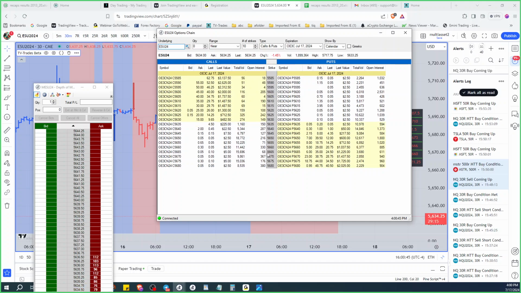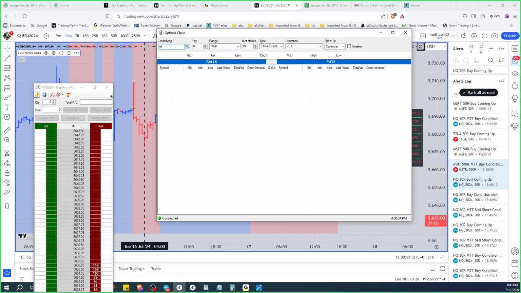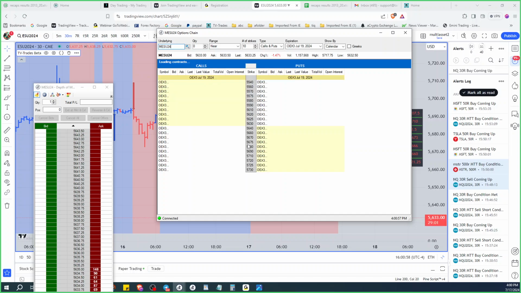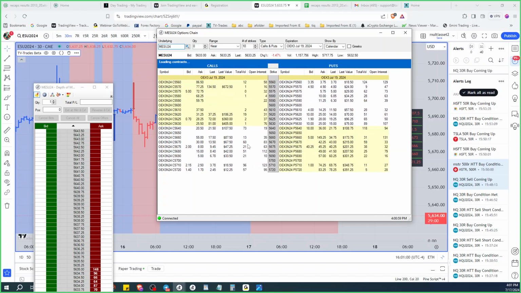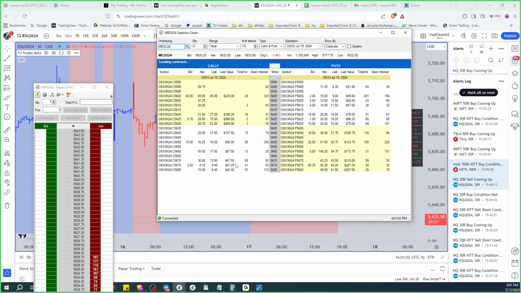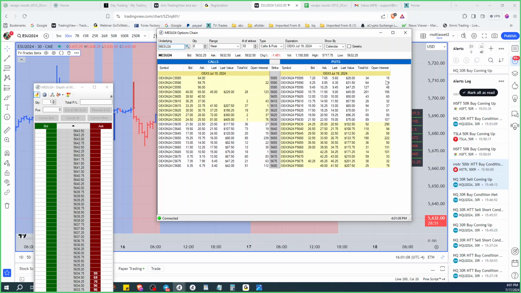All right, I wanted to show you this little bit of stuff about futures options. Now, I don't know if they have micro futures options. MES. Let's see if they have a micro futures option chain. They do. That is something. I've never looked at this before, but look at the open interest. There's almost no open interest out here in this thing.